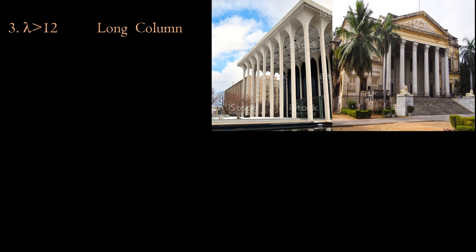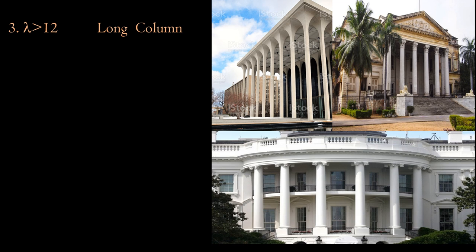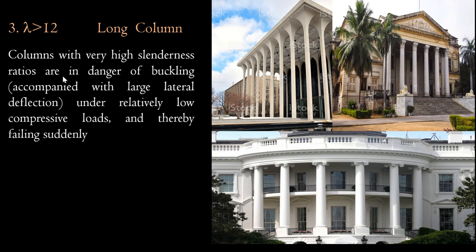Next one, that is long column. When lambda is greater than 12, then it is called a long column. You can see here the length is very high when compared to the cross-sectional dimension. These are examples of a long column. You can see here these are long columns. This is around 3-story normal building height. So columns with very high slenderness ratio are in danger of buckling, accompanied with large lateral deflection under relatively low compressive loads, and thereby failing suddenly.